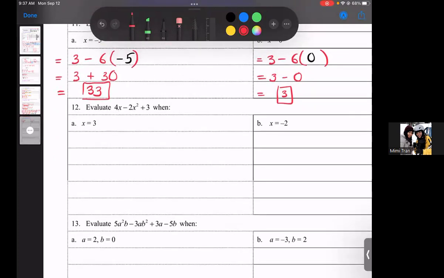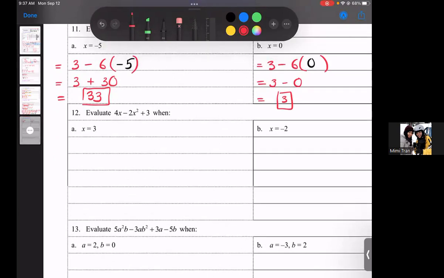Number 12, you don't have to write in descending order. We're not solving or simplifying anything. All you do is evaluate, so you don't have to write it in descending order. So 4 times parentheses minus 2 times parentheses squared plus 3. Replace parentheses with the 3. Four times 3 is 12.